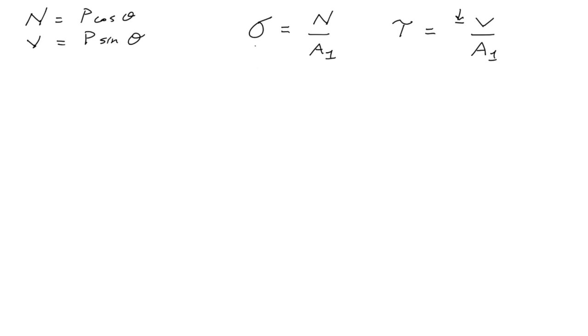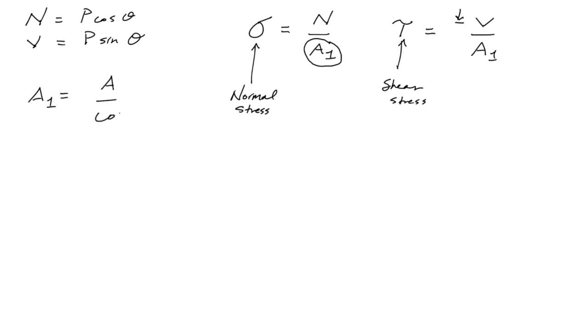Okay, and this is what we're going to call our normal stress. This is the stress that is acting normal to our inclined cut. And this is what we call our shear stress, and it is the stress acting tangential to the cut. Now A1, this is the cross-sectional area of the cut. Okay, so let's just look at that for a minute. Looking at our right triangle, A1 is just going to be A divided by cosine of theta.